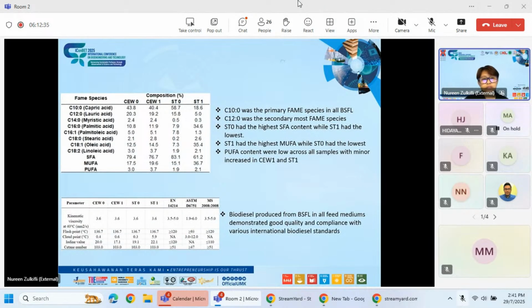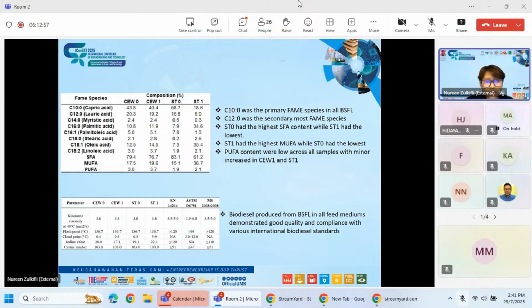This is the biodiesel profile that I have obtained from my project. From here, you can see that C10 was the dominant or primary FAME species in all BSFL throughout all samples. And C12 or lauric acid was the second most abundant FAME species.